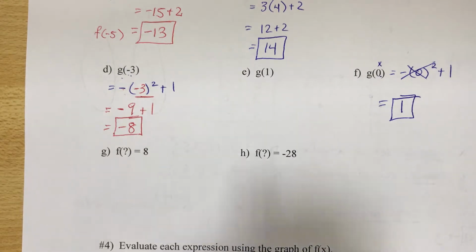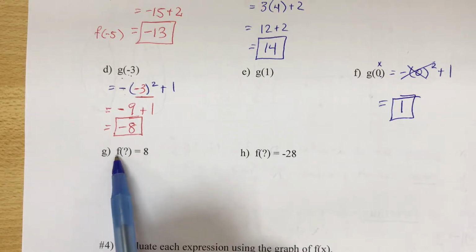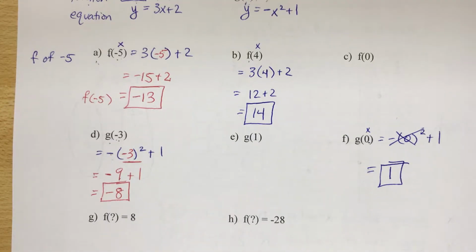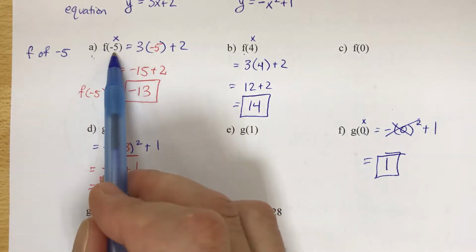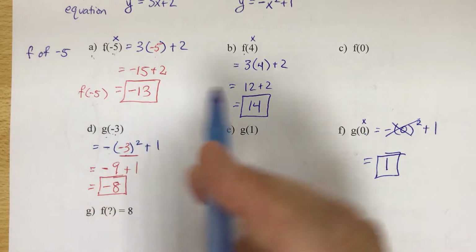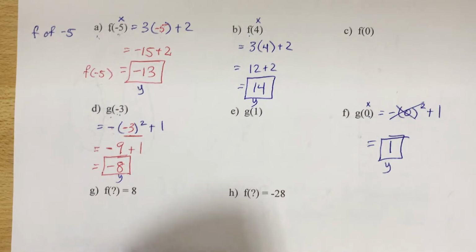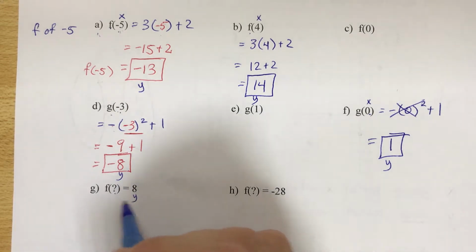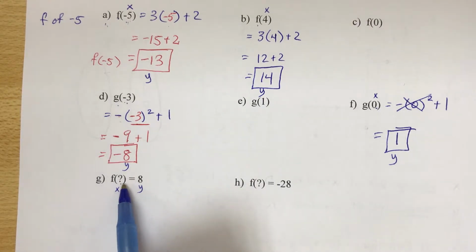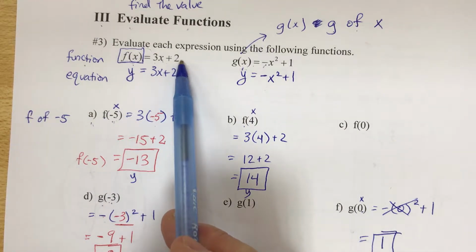All right, now the case where this might get a little tricky is question G here. F of question mark equals 8. Now remember, when you evaluate a function, you take an x value, you put it into the function, and what comes out of that is what we call the y value. So these are the y's that we're getting here. What happens though if they give us the y value and what we're missing is the x? So the question is, which x value do we substitute? What number goes into this function that gives us an outcome of 8?